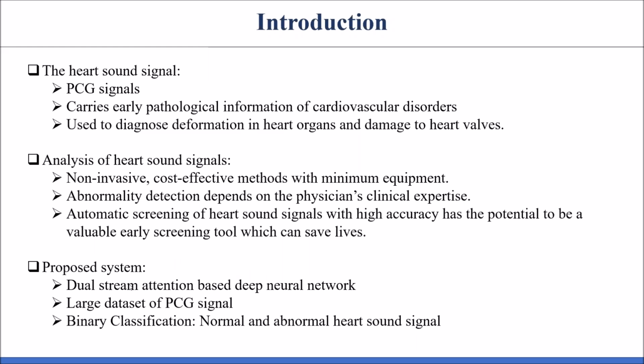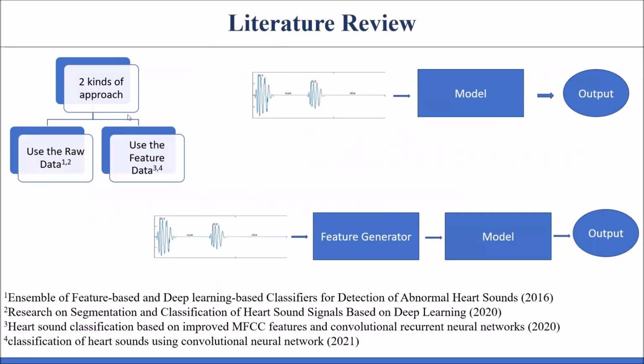In this project, we propose a dual-stream attention-based deep neural network system to automatically perform binary classification of normal and abnormal heart sound signal using a large data set. The existing literature on this topic generally follows two kinds of approaches. One is using the raw data and the other is using the feature data. In the first approach, raw data is directly given as input to the model, which then performs the classification. In the second approach, the raw data is fed to a feature generator that generates different types of features. These features are given to the main model as input, and the classification is done based on these. Two references are included here for each of the approaches.